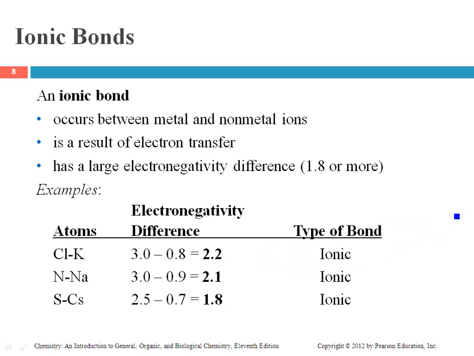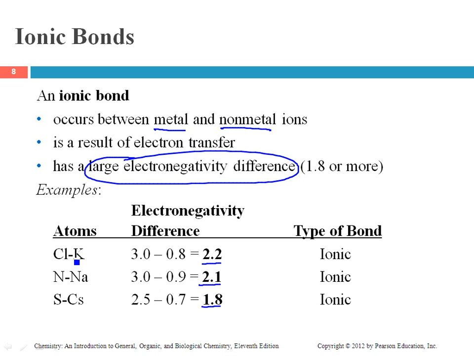And then an ionic bond is a metal and a nonmetal. Remember, this is a transfer of electrons, whereas our covalent compounds were sharing. Hopefully you've picked up on that previously. But these have a large electronegativity difference of 1.8 or more. Here would be examples where we've got metal, nonmetal, metal, nonmetal, metal, and a nonmetal. These are considered ionic when they have a very large difference in electronegativity.